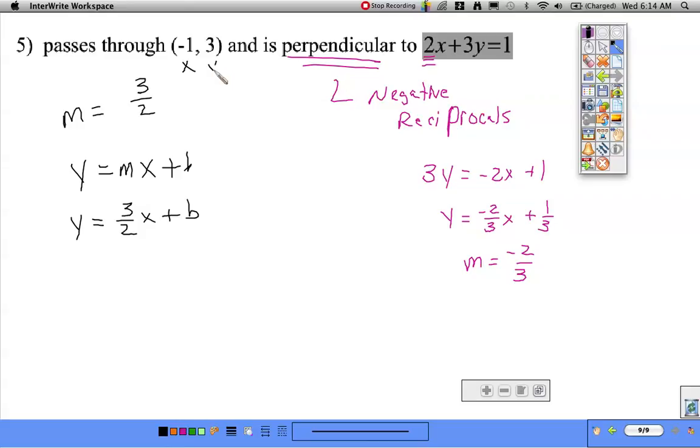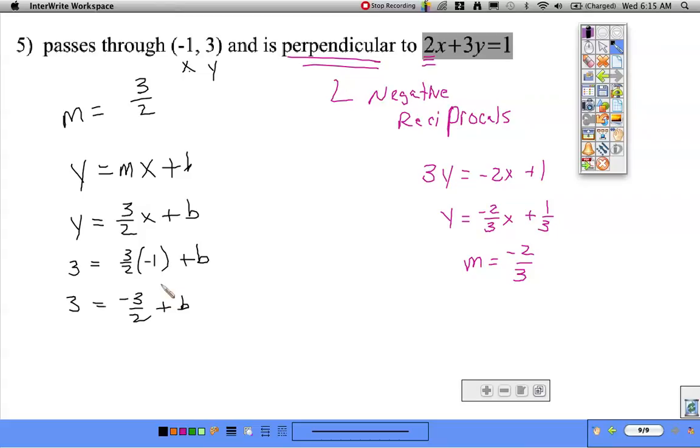Again, the reason you are given a point that the line passes through is so you have an x value and a y value that you can use to find the y-intercept. So I substitute in 3 for y, negative 1 goes in for x, and I calculate the y-intercept. Negative 1 times 3/2 is negative 3/2 plus b equals 3.